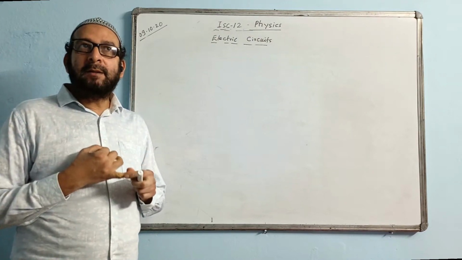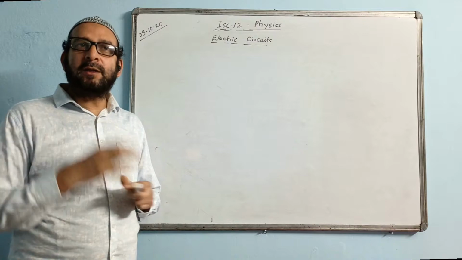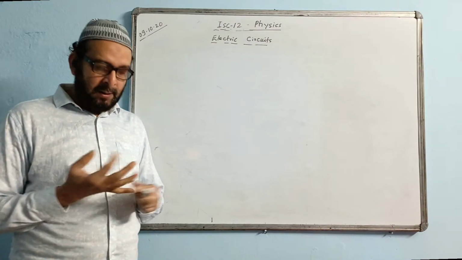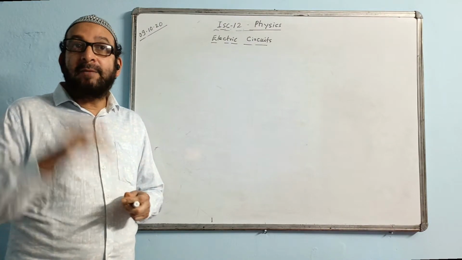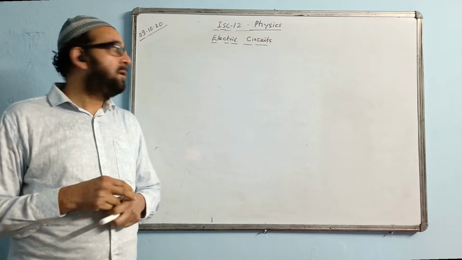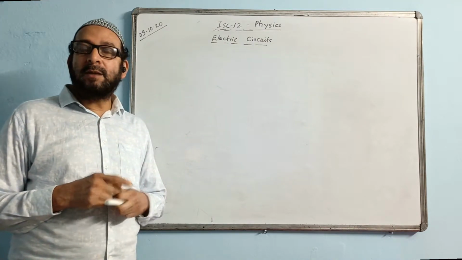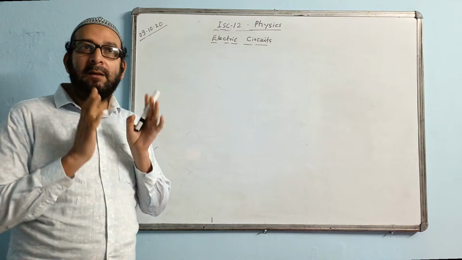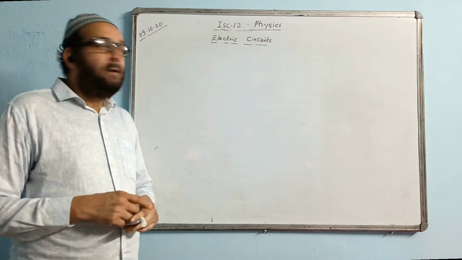What is a galvanometer? It detects current and it has low resistance, not very low, but low resistance. Ammeter measures current and it has very low resistance. And a voltmeter measures voltage and it has a very high resistance.